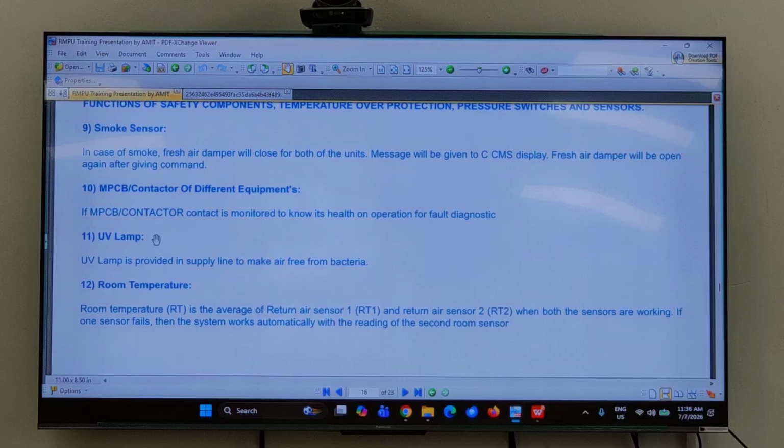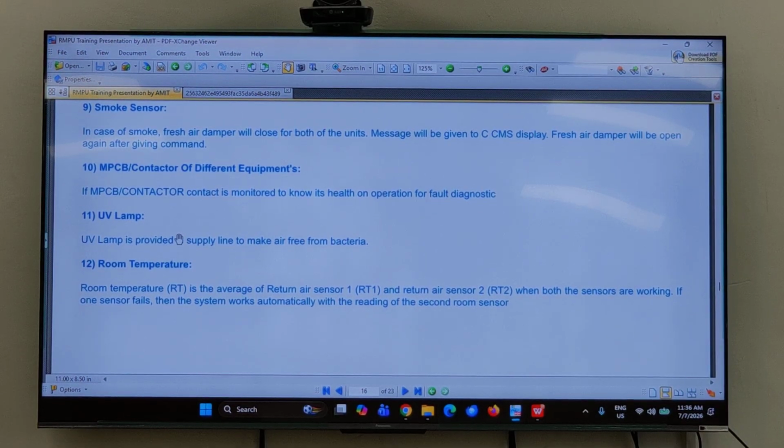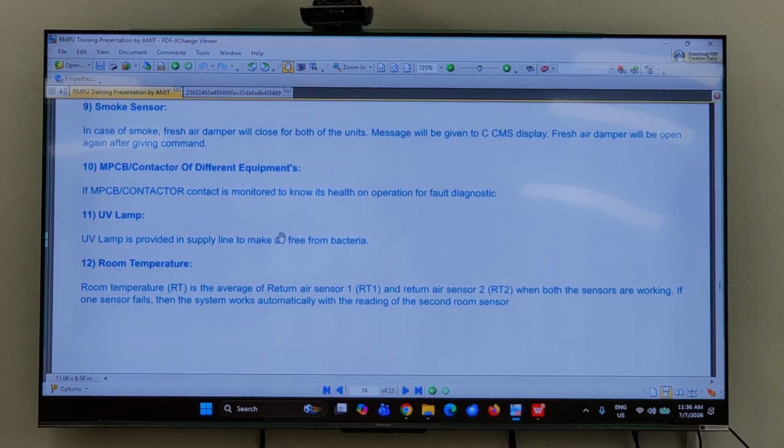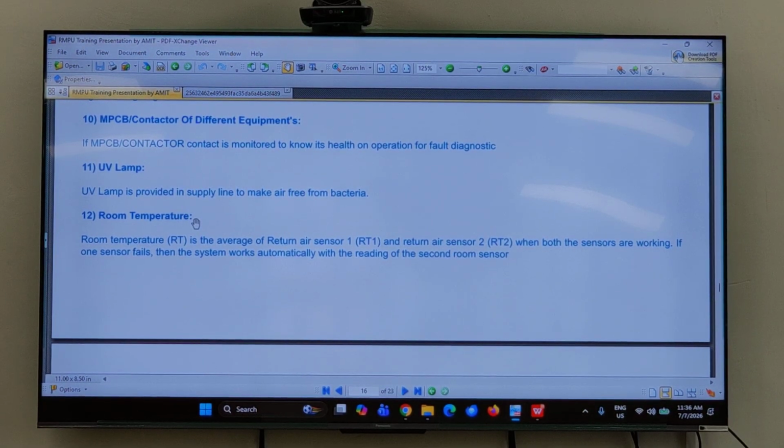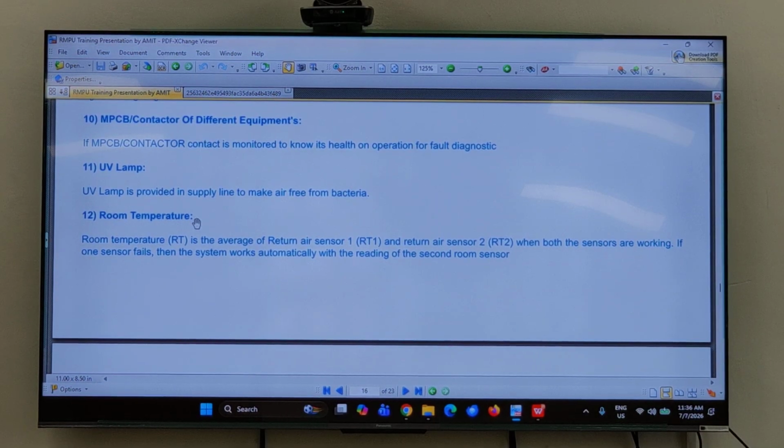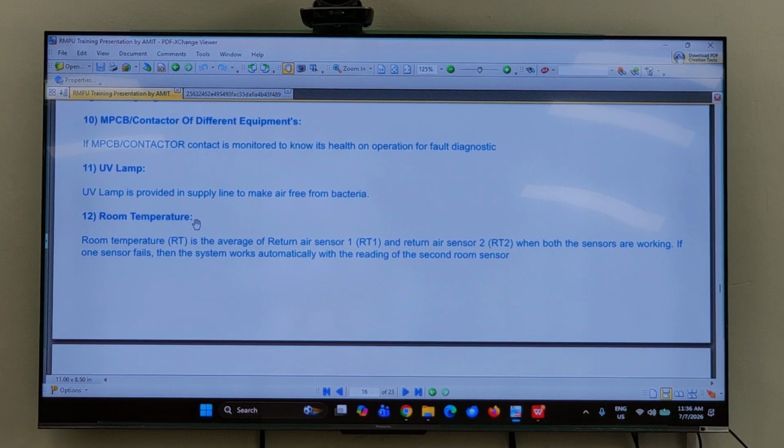Next is UV lamp, ultraviolet lamp, which is used for bacterial killing. Then room temperature, that means return air temperature. In one RFQ we are having one return air temperature sensor, and for the other RFQ we are having another return air temperature sensor. Both temperature sensors we are going to measure and we are taking the average.